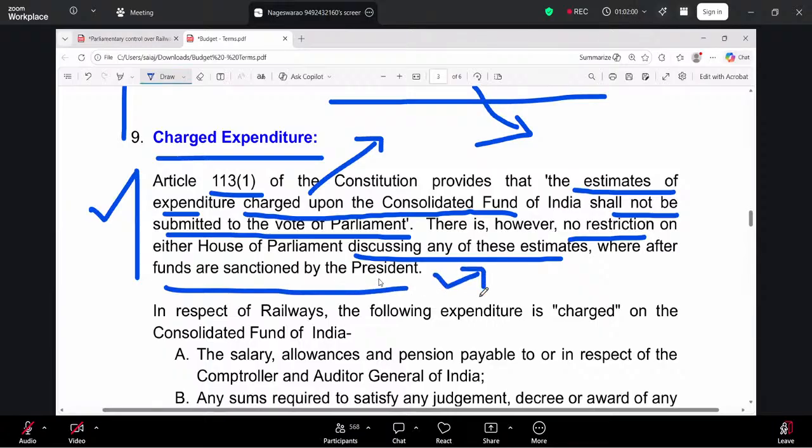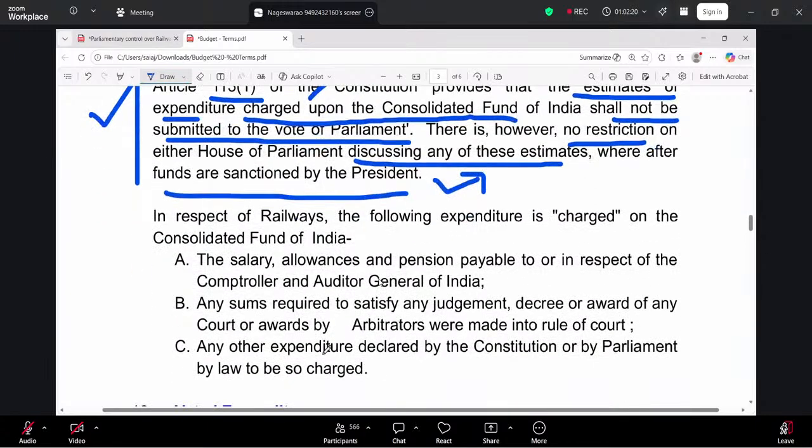See, the President's role is very, very important. Before presenting the budget also, the President's sanction is compulsory. After the President has given his sanction only, the budget should be presented to the Parliament. Then after being passed by the Parliament, again sanctioned by the President. Okay. Both stages. Okay.